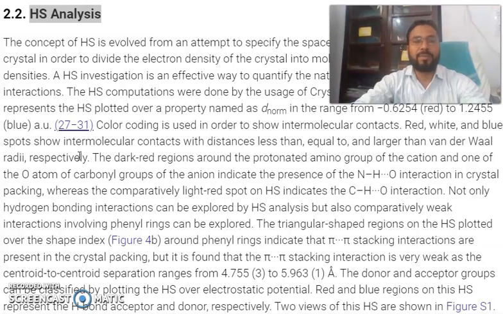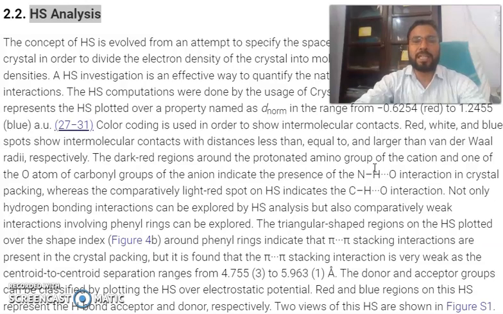The dark red regions around the protonated amino group of the cation and one of the oxygen atoms of the carbonyl group of the anion indicate the presence of N-H...O interaction. Here also, H and oxygen, there is a dotted line; it is an interaction in the crystal pack. Whereas the comparatively light red spot on the HS, the Hirschfeld surface, indicates the C-H...O interaction.